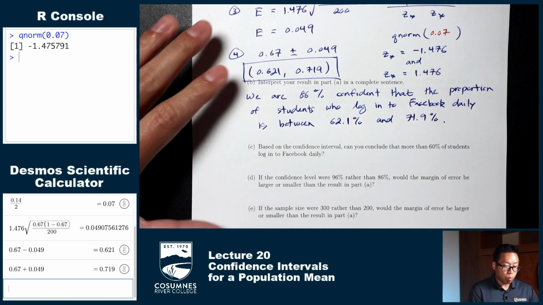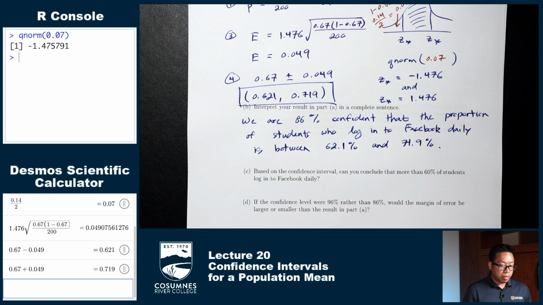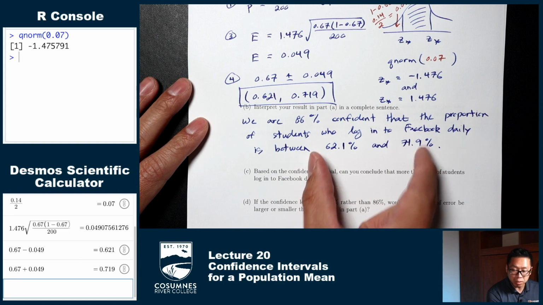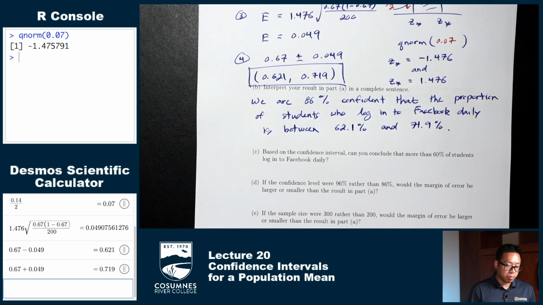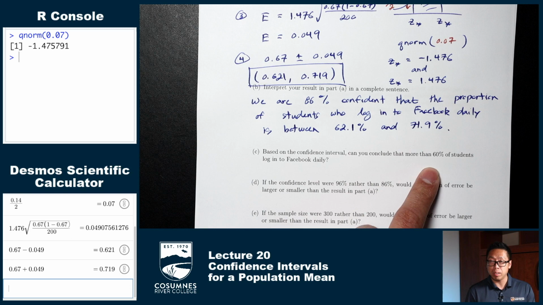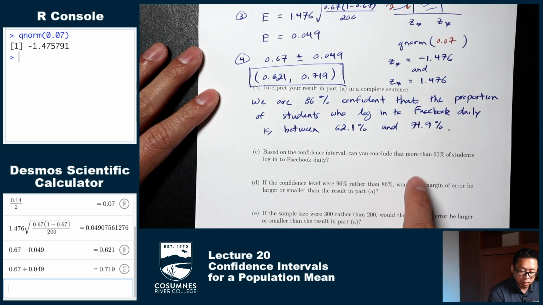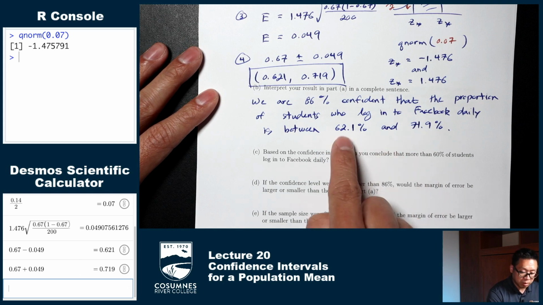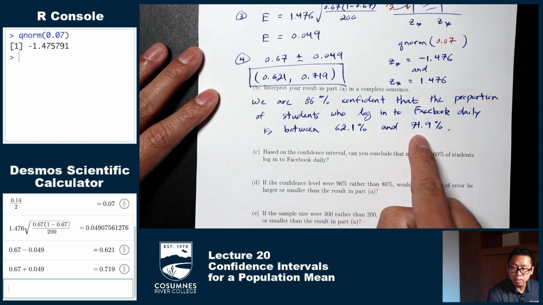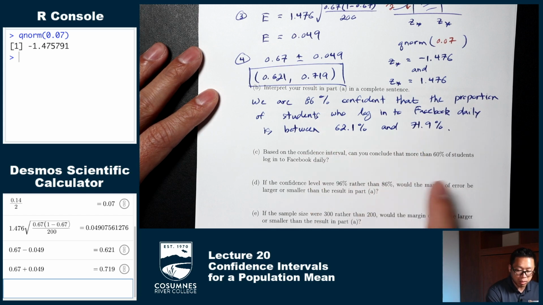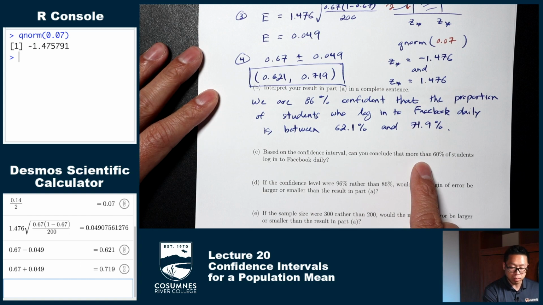Part C. Based on your confidence interval, can you conclude that more than 60% of students log into Facebook daily? So what we know from our confidence interval is that the true proportion is somewhere between 62.1% and 71.9%. So based on that, can you say that the percent is more than 60? Basically, it's asking, are all the numbers in our confidence interval more than 60? Yes, right? 62.1, more than 60. 71.9, more than 60, which means all numbers between are definitely going to be more than 60 also. This is going to be a yes.